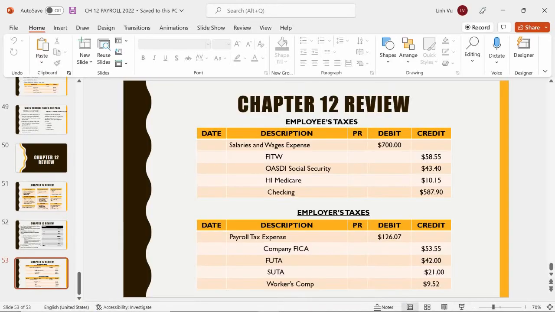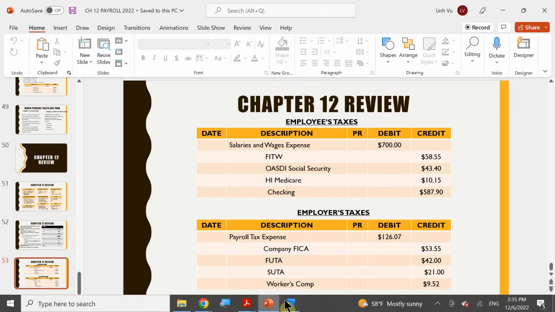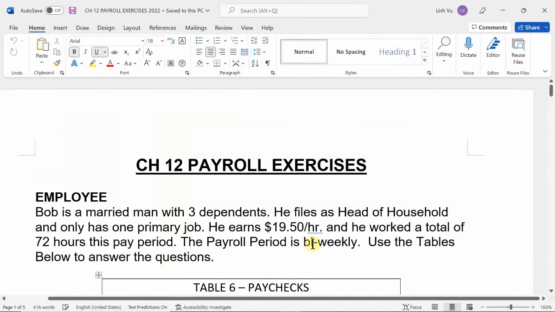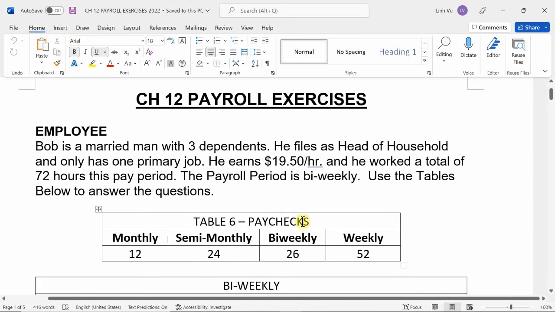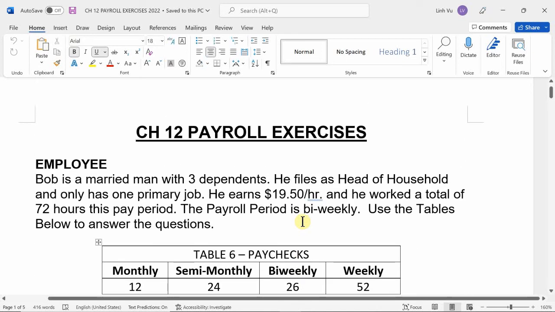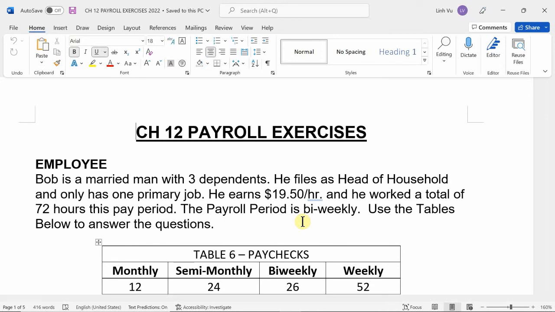So let's go ahead and dive right into the Chapter 12 payroll exercises. For this example, Bob is a married man with 3 dependents, and he files as head of household. He only has one primary job. He earns $19.50 per hour, and he worked a total of 72 hours this pay period.